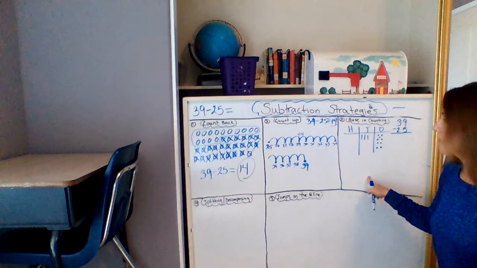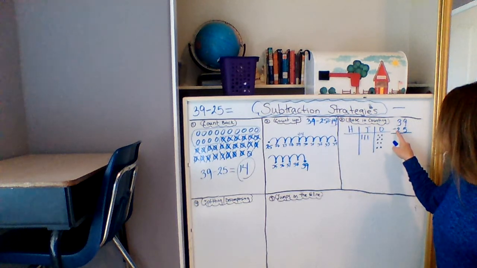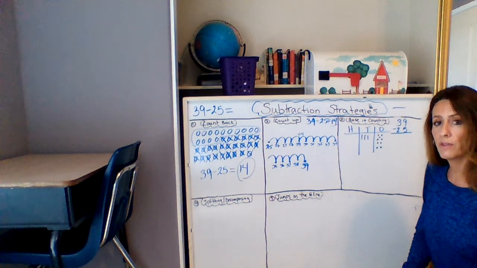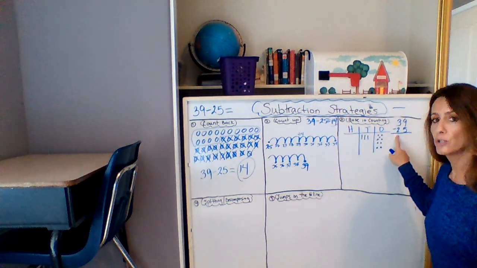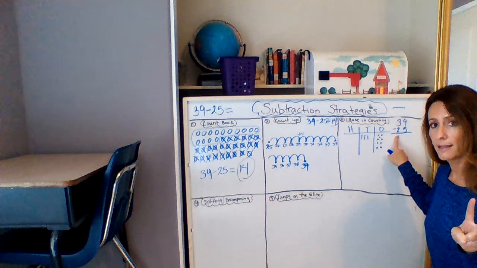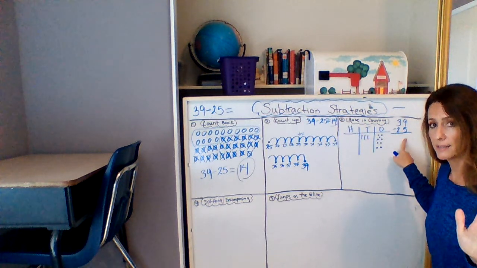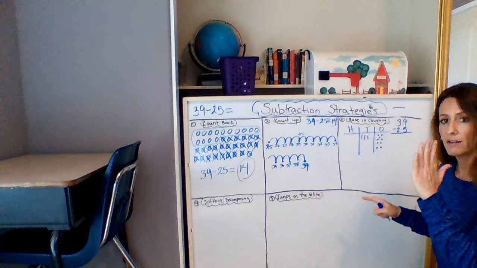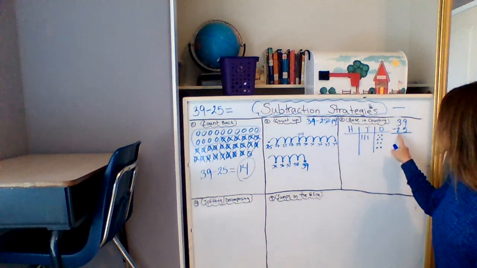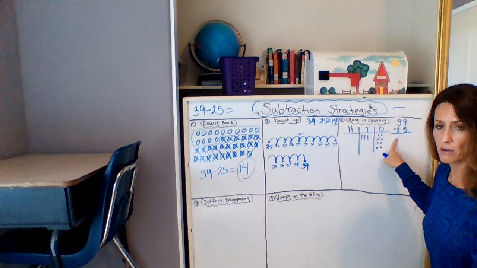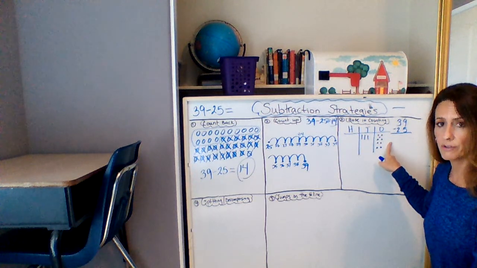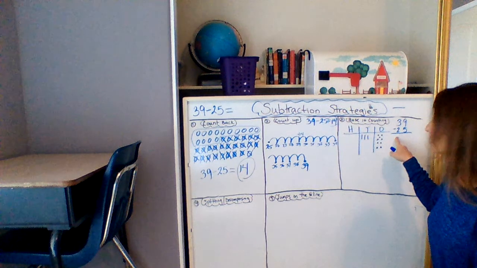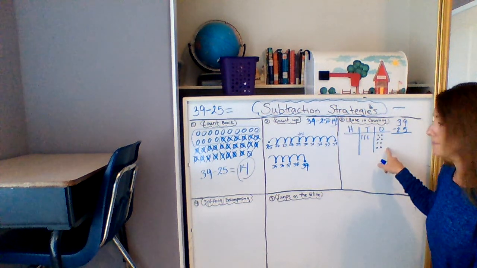And now I'm going to take away 25. If I take away 25, I have to know that I'm taking away 2 tens and 5 ones. So I'm going to go ahead and start with my tens. It doesn't matter where you start. You can start with your ones, you can start with your tens. If I start with my tens, I'm going to take away 2 groups of 10.